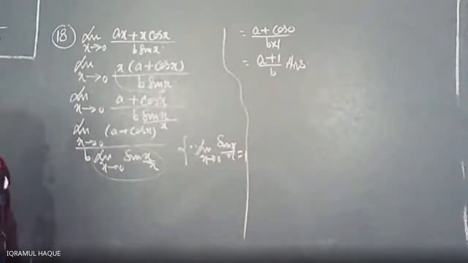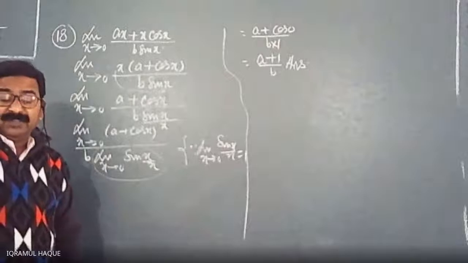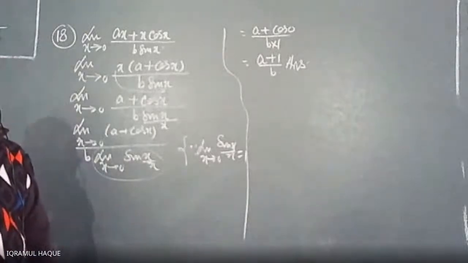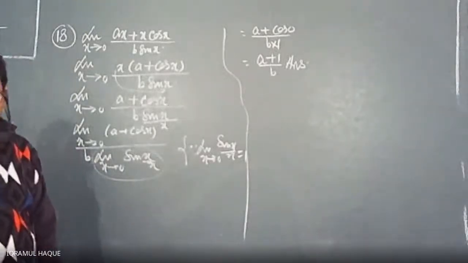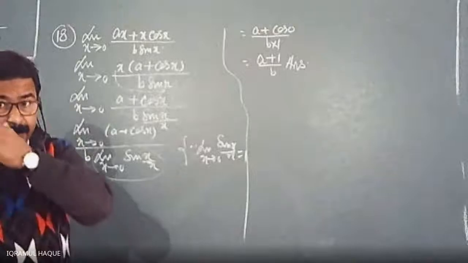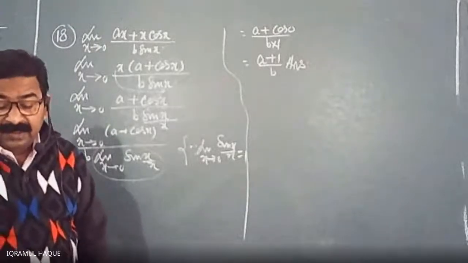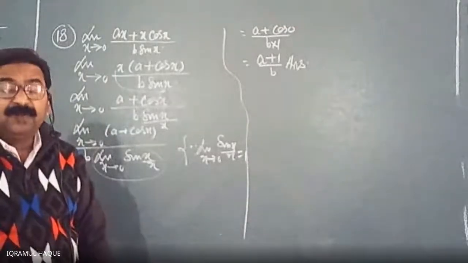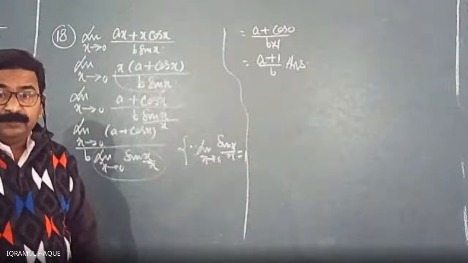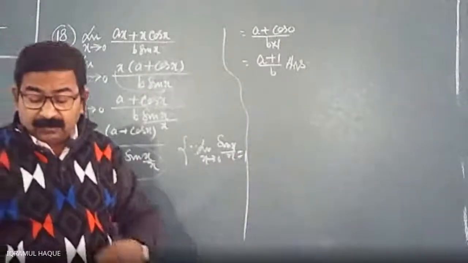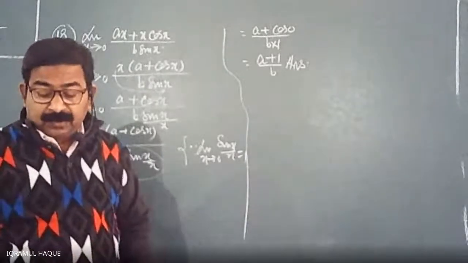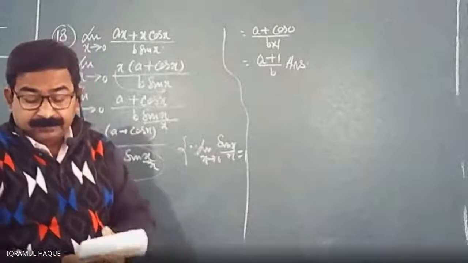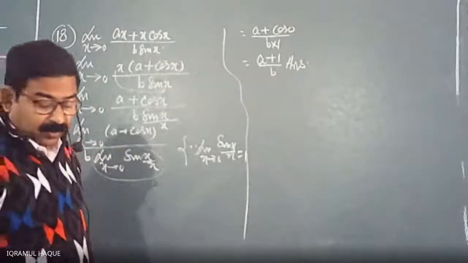Is it? Simple question. Now question number 19 is a direct question. Simply you have to put the value of x as 0. So you can get the answer. Now let's see question number 20.